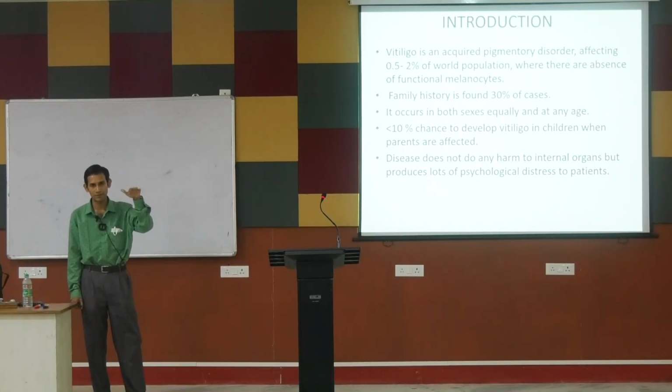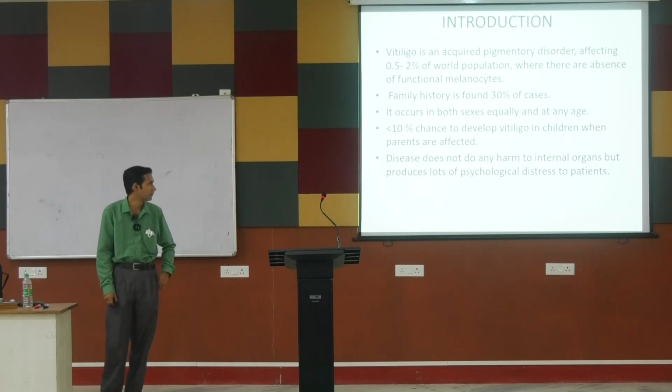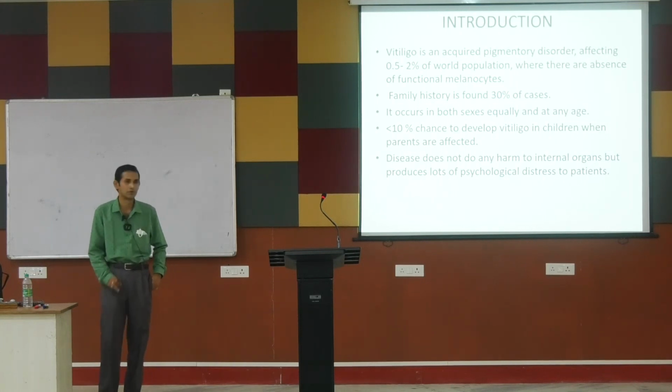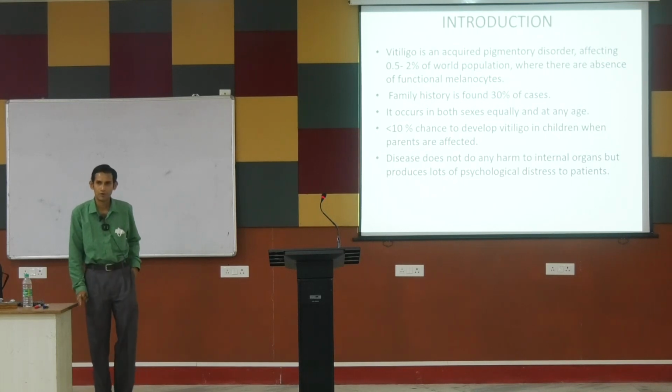That is stratum corneum, stratum granulosum, stratum spinosum, and stratum basale. The basal layer contains the melanocyte, and this melanocyte usually produces the pigment melanin, which confers the color of our skin. So vitiligo is an autoimmune disease where there is complete absence of functional melanocytes. There is destruction of the melanocytes, producing complete depigmentation. It is an autoimmune disease.